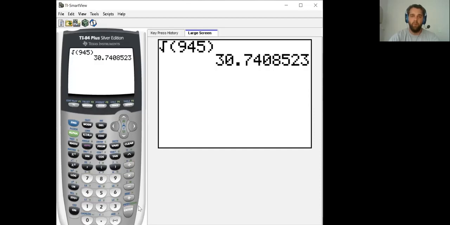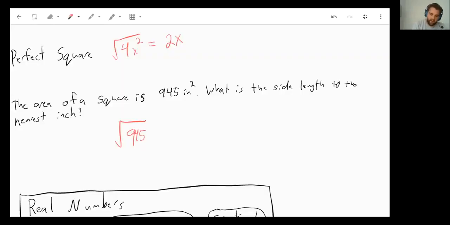You'll come out with 30.7, and it wanted it to the nearest inch, so our side length would be about 31 inches. So then we can come back here and say that that comes out to be about 31 inches. And actually a nicer way to say about in math notation is you use these squiggly lines to say the square root of 945 is about 31. You're not saying that they are perfectly equal, but you're saying it's about that.